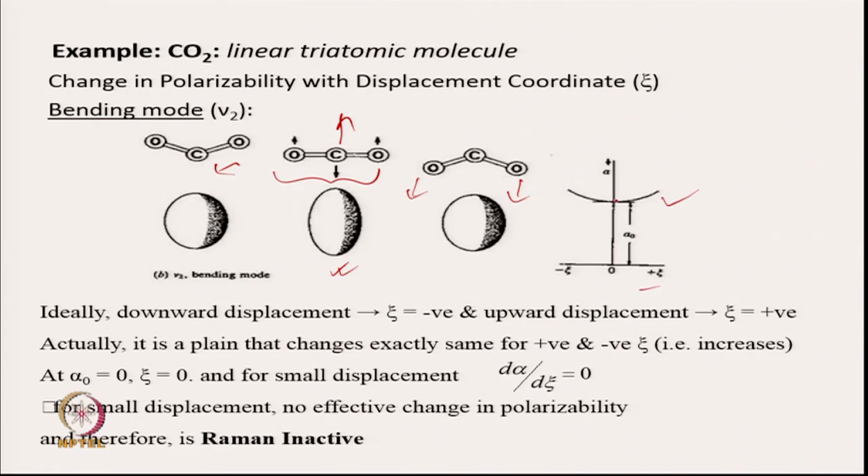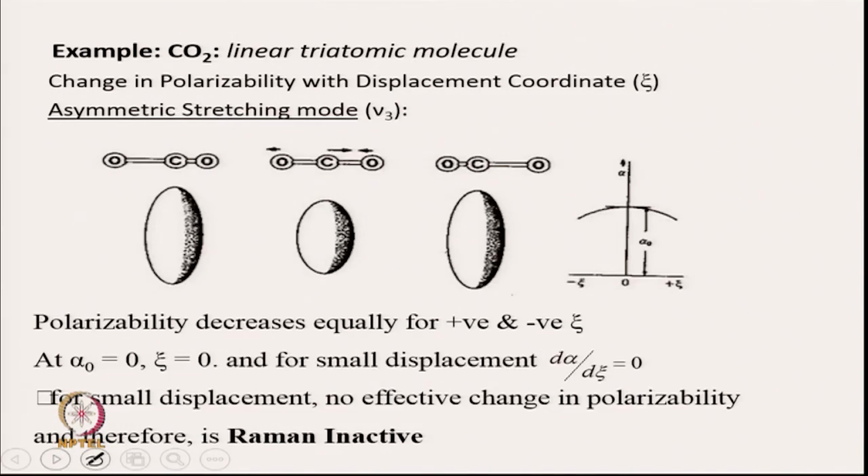Now, if you go to the equilibrium position and try to draw a slope for a small displacement, you will see that your slope is 0. What that means is d alpha by d E is equal to 0. So, basically for a small displacement there is no effective change in polarizability, and therefore, bending mode is Raman inactive.